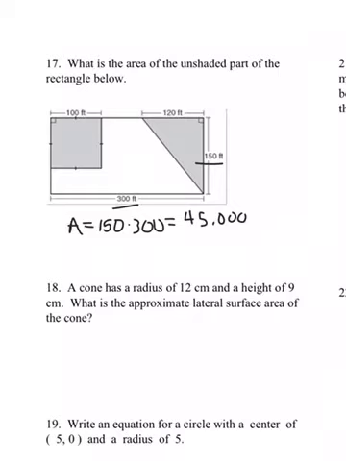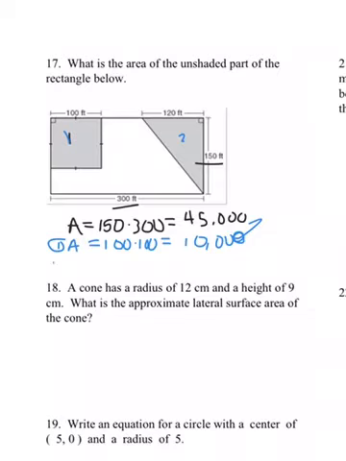The unshaded part is cut by two shaded parts, one being a square, obviously, and the second being a triangle. So for the square, we're simply going to do 100 times 100, because those are the side lengths. And that is going to give you 10,000.